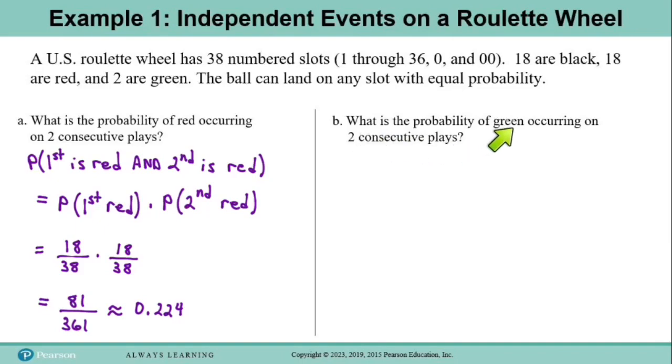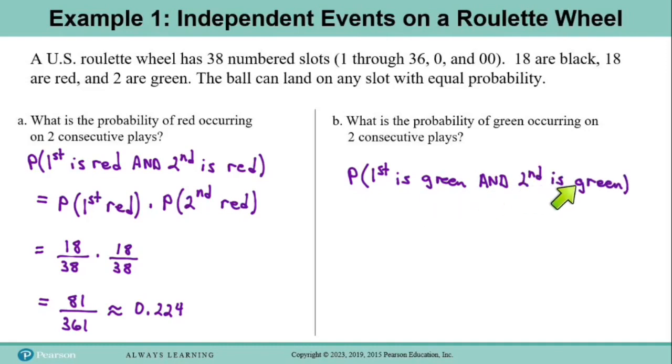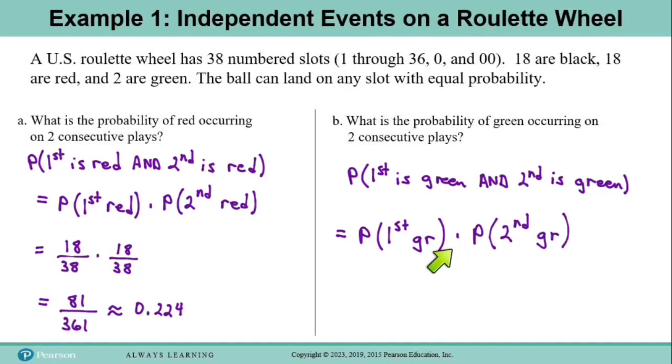What is the probability of green occurring on 2 consecutive plays? So if we think of this in terms of the word and, we're really looking for the probability that the first result is green and the second result is green. And the way to calculate this is to say the probability of the first result being green times the probability of the second result being green. Because again, these are independent events. Even if the first result comes up green, it won't affect whether the second result comes up green. So these are independent, and we can multiply like this.